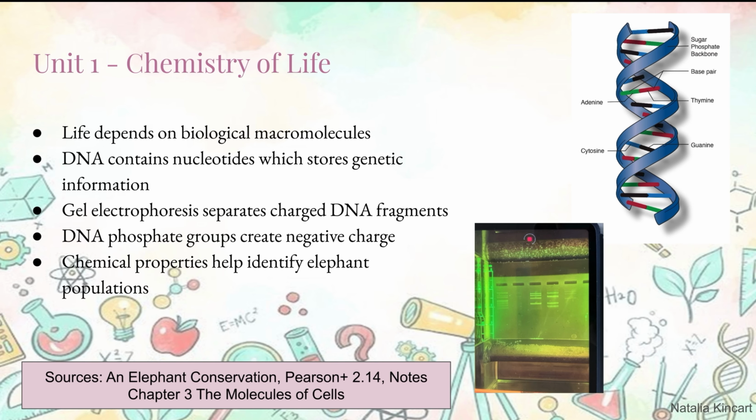In Unit 1, The Chemistry of Life, we learned how the chemistry of life is extremely important to understand elephant DNA and elephant genetics. DNA contains nucleotides that store genetic information. Gel electrophoresis can separate DNA fragments, which assists scientists in the study of elephant populations and heavily assists conservation efforts. We found this information in Pearson 2.14, the Chapter 3 Molecule of Cell Notes, and Elephant Conservation Notes.